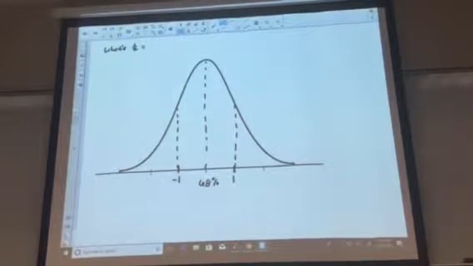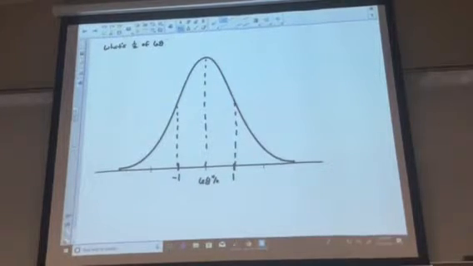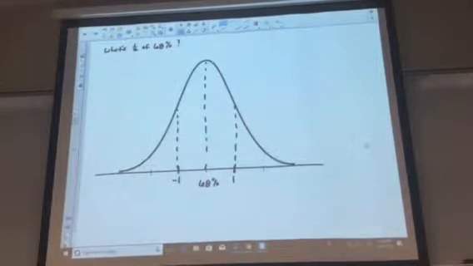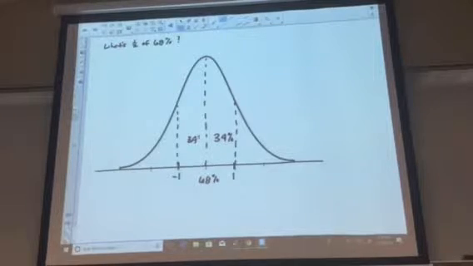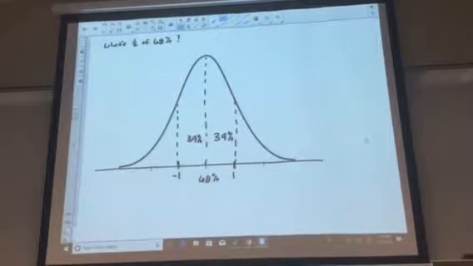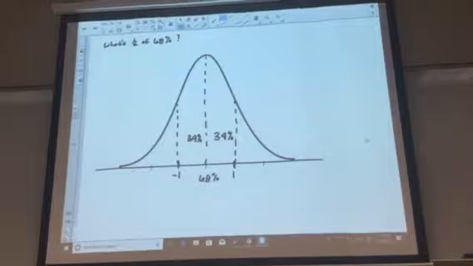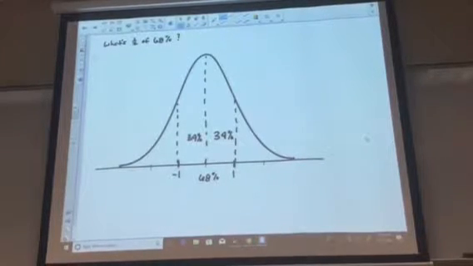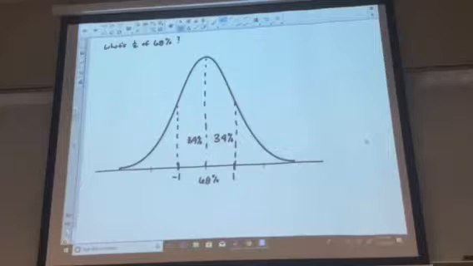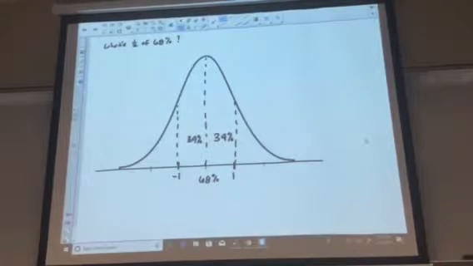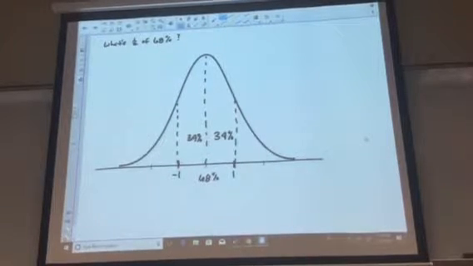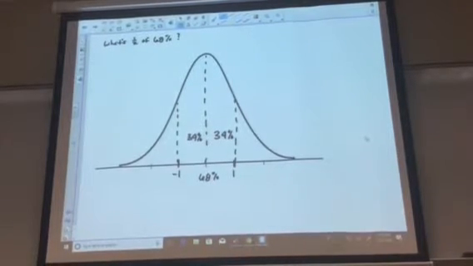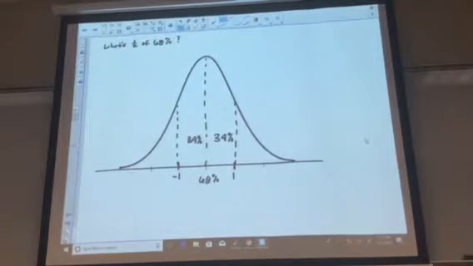what's half of 68%? 34% sit here, 34% sit there. 68% are considered to be in the middle, the unremarkable range, but 34% of them are above average and 34% are below average. So each of these divisions can be subdivided in the problem.